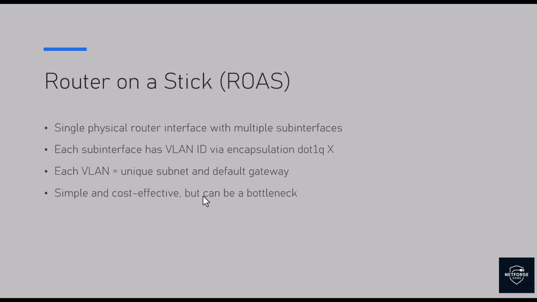Okay, so we did this, and I explained how you can configure that. It is very simple and cost effective because you don't really have to have layer 3 switches, but it can create bottlenecks. Why? There is one link only, and that link is going to be subdivided into sub-interfaces. Say you have 10 VLANs, say you have 100 VLANs, then this is going to cause a bottleneck. It is not going to be enough to handle all the traffic generated between the VLANs. So you should be very careful about this.